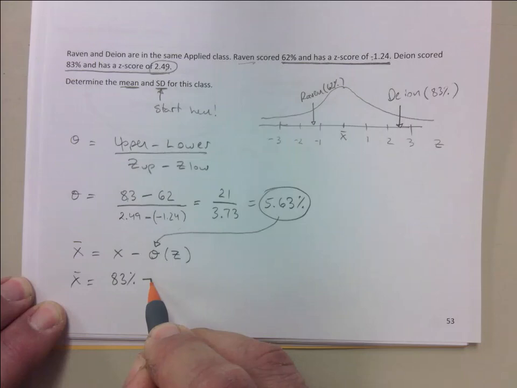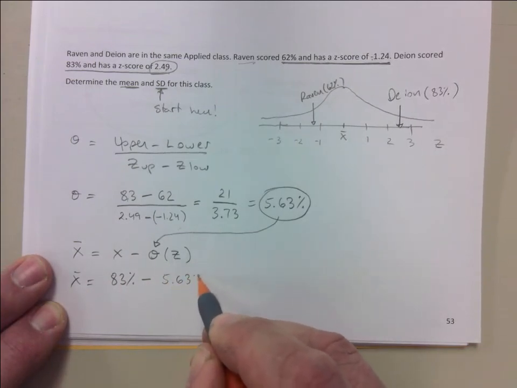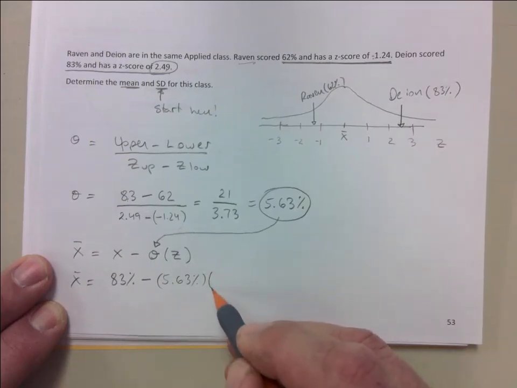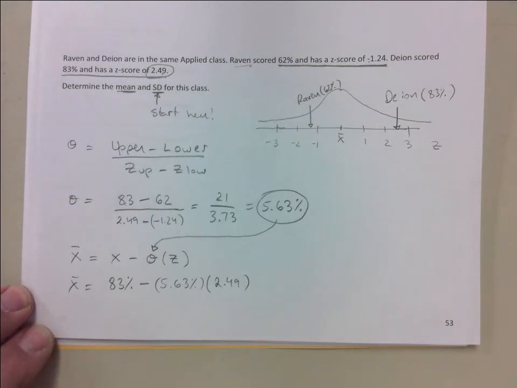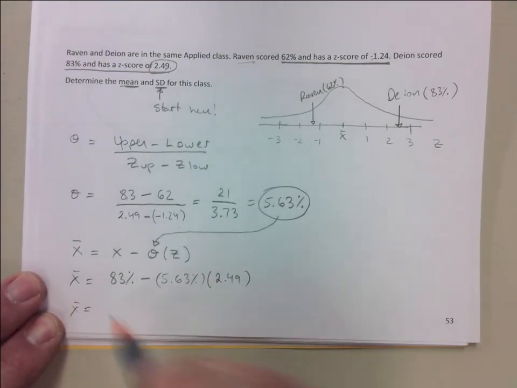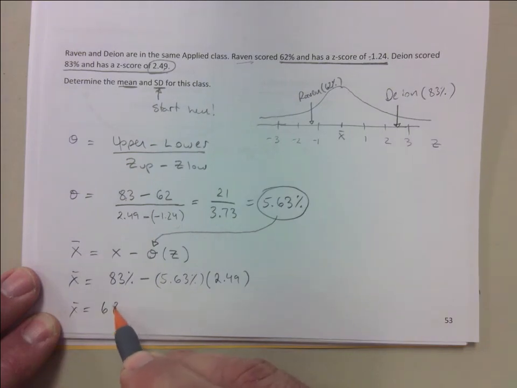You can leave it as a percentage because everything is percentage. 5.63% times the z-score, which is 2.49. And you can plug that in one shot if you want to, because there's nothing dividing, so then you're fine. Okay? So the average is 68.98%.